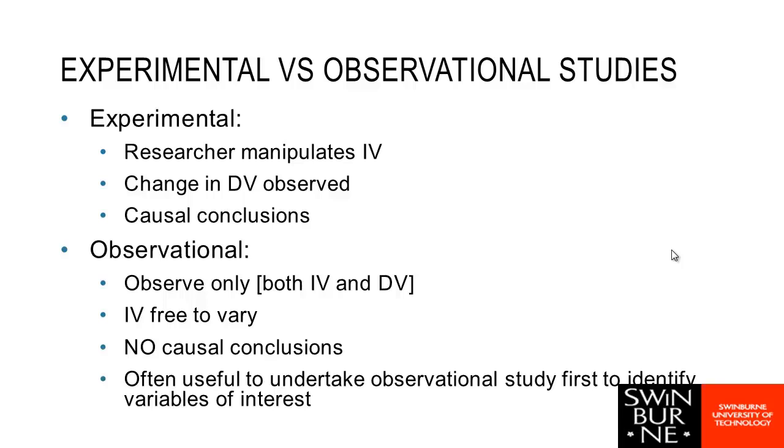All we can do is watch what happens. So in an observational study, we're just watching both the independent variable and dependent variable. Unfortunately, with these, we're not able to make causal conclusions. But sometimes it can be useful, even if we could do an experiment, to look at observational data first, and it might help us to identify some variables of interest.